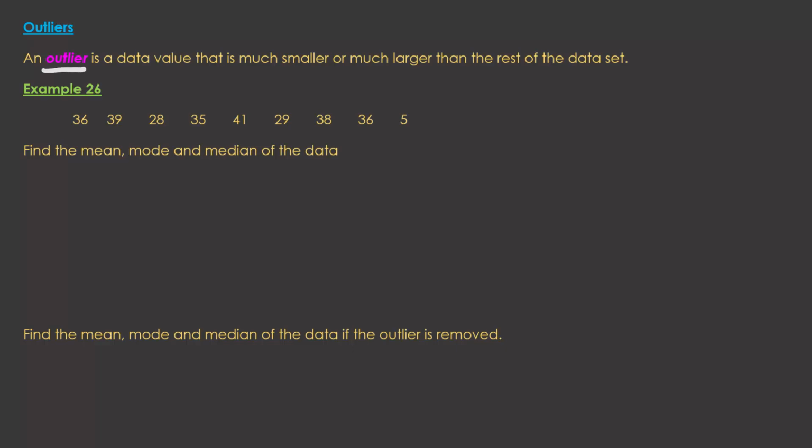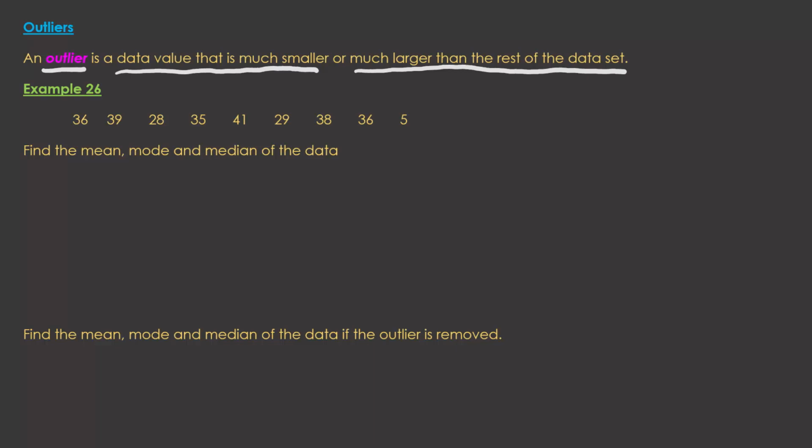Outliers. An outlier is a data value that is much smaller or much larger than the rest of the data set. It may still be a genuine piece of data. Now, this is all well and good as a definition when you're in year 7 or year 8, but as you move through the years, you'll find ways of calculating exactly whether a piece of data is an outlier or not. For now, they should be obvious.